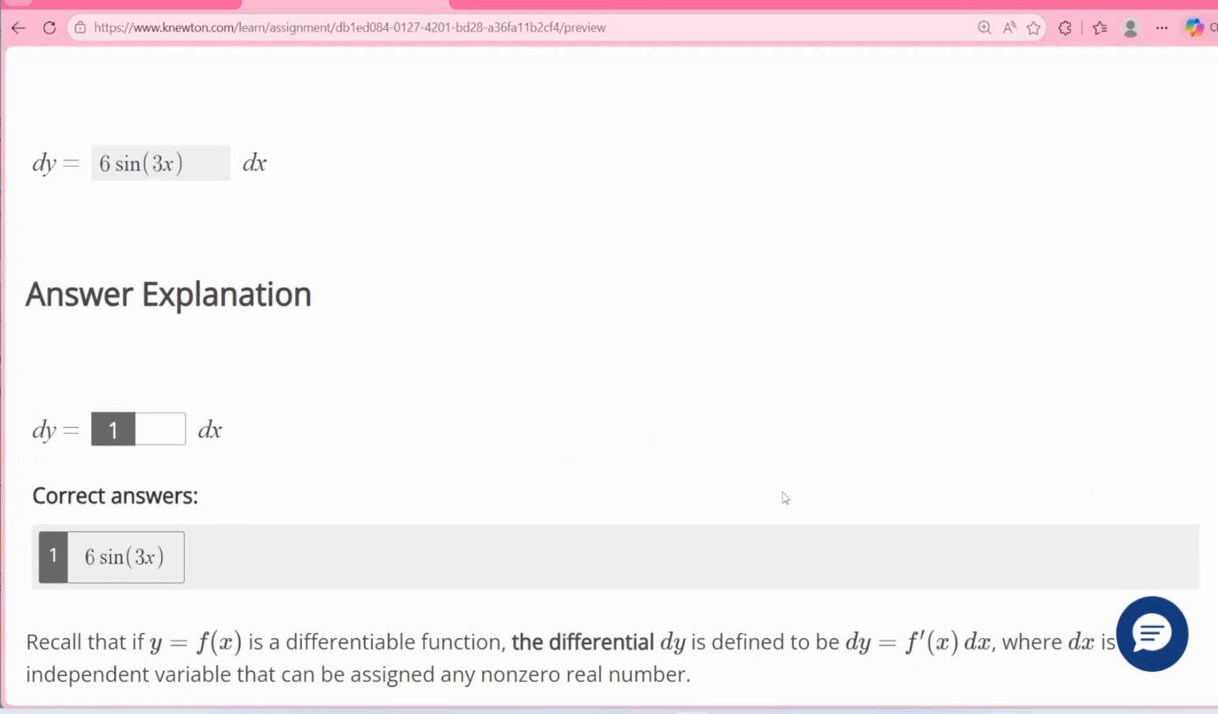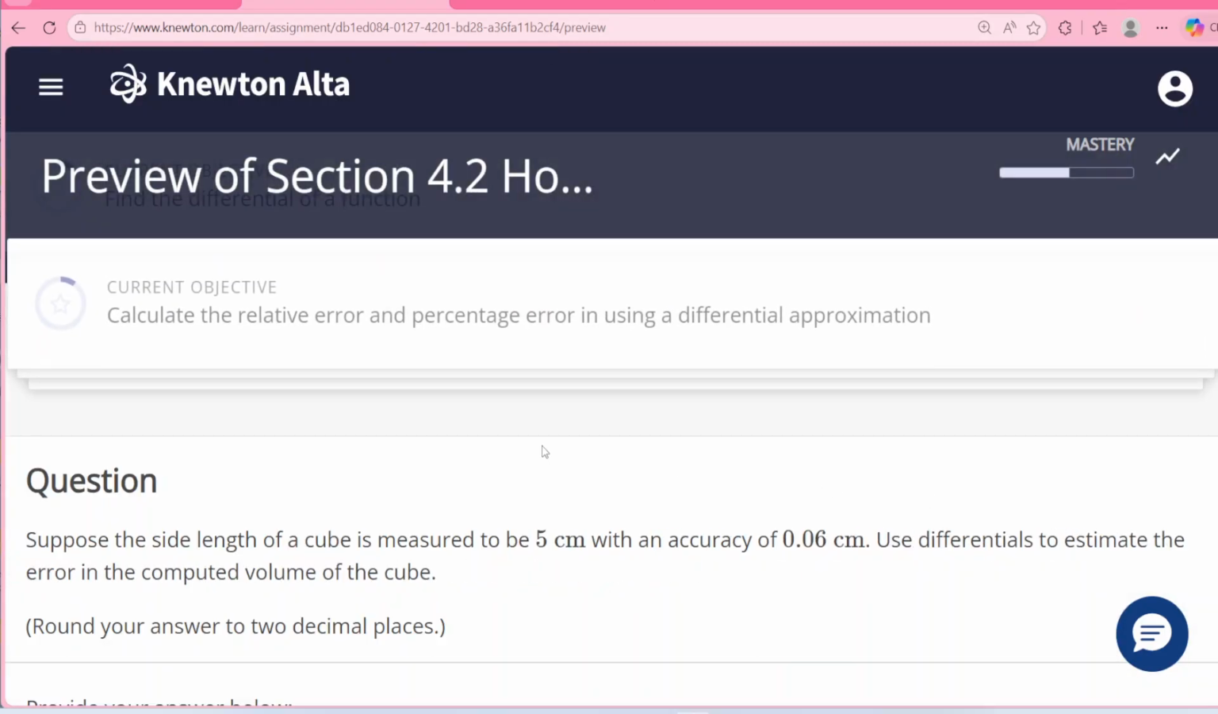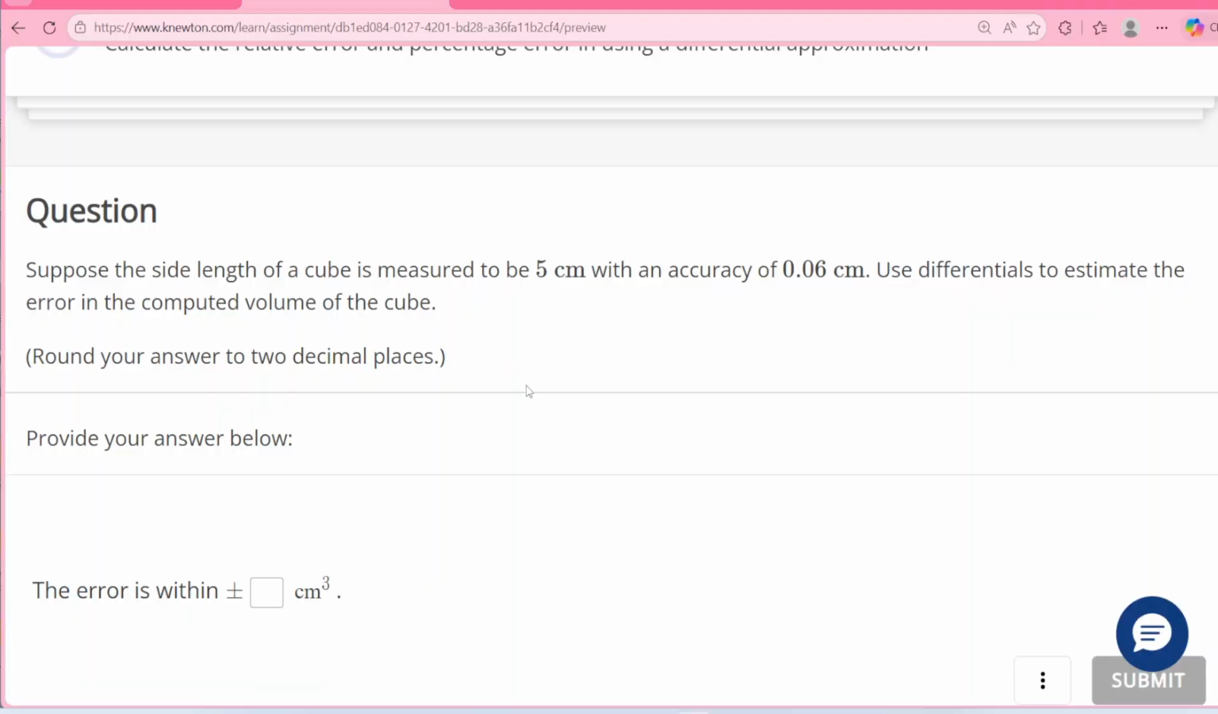All right, so back to this relative error stuff. This one I will write out. Suppose the side length of a cube is measured to be 5 centimeters. So let's suppose that's our initial length of the cube. And then it could possibly change. We might have made a mistake. It could increase or decrease by 0.06 centimeters, these side lengths. So we're asked to use differentials to estimate the error in the computed volume of the cube.